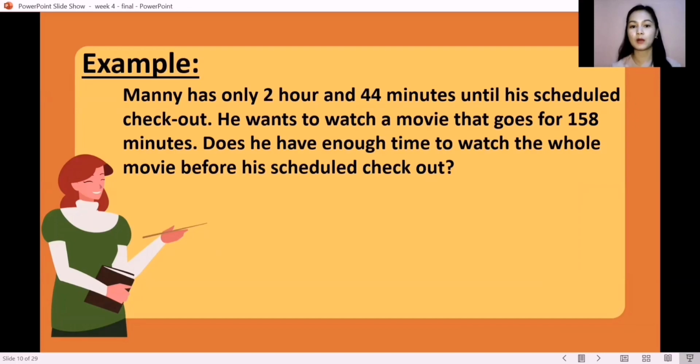Another example. Manny has only 2 hours and 44 minutes until his scheduled checkout. He wants to watch a movie that goes for 158 minutes. Now the question is, does he have enough time to watch the whole movie before his scheduled checkout?